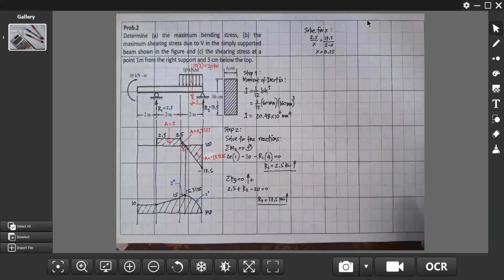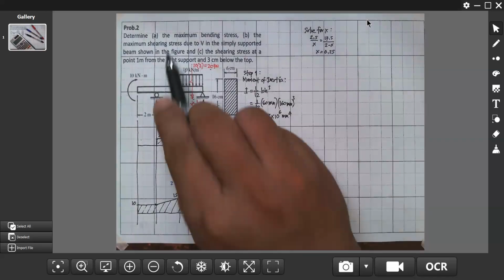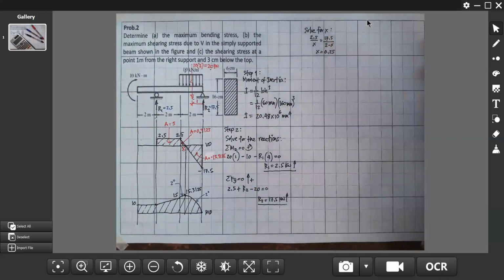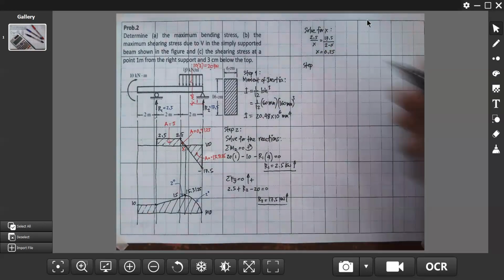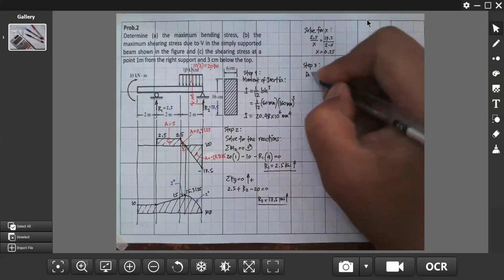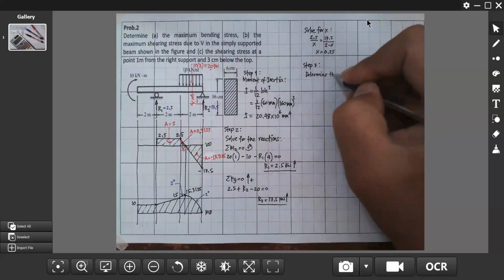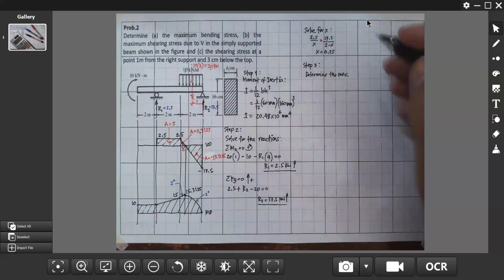Now, step 3: determine the maximum bending stress.